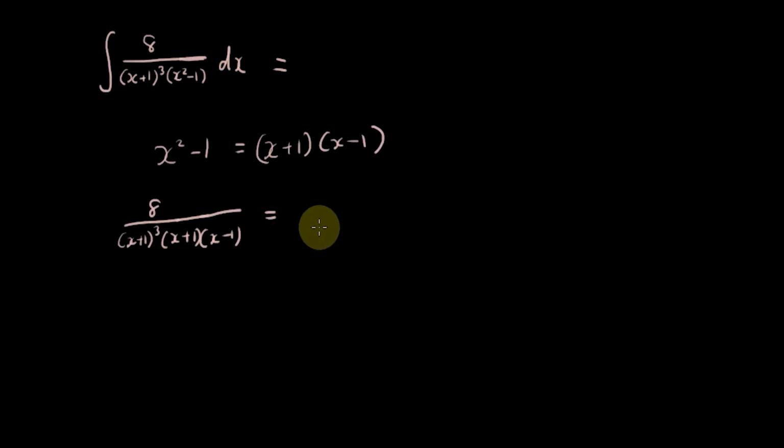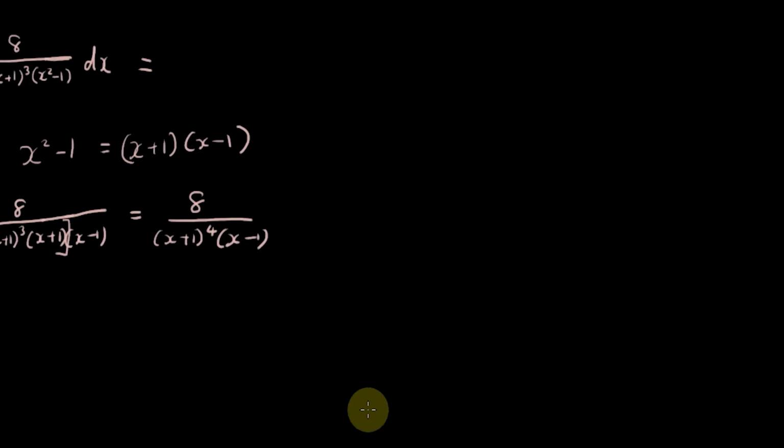But then, to simplify that further, I have (x plus 1) to the power of 3 times (x plus 1). So I'm going to change that to (x plus 1) to the power of 4, times (x minus 1). That bit here, I've just made it to the power of 4 because it's to the power of 3 times itself again. But how would I even split this up? Now let's talk about it.